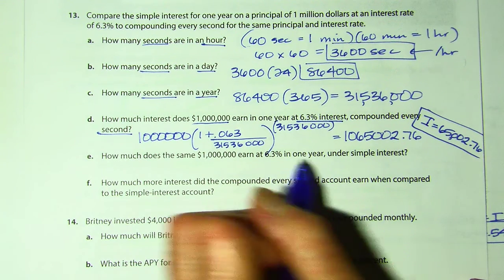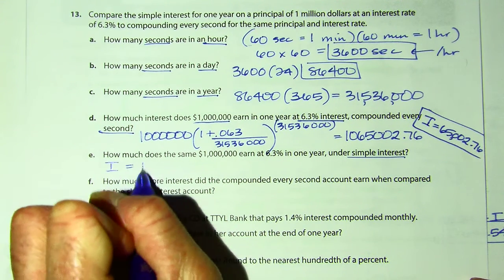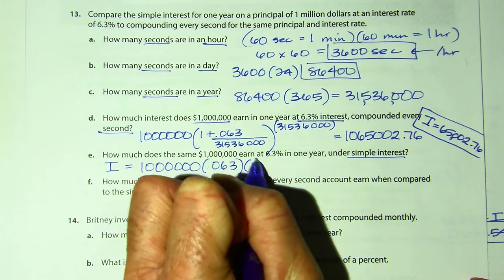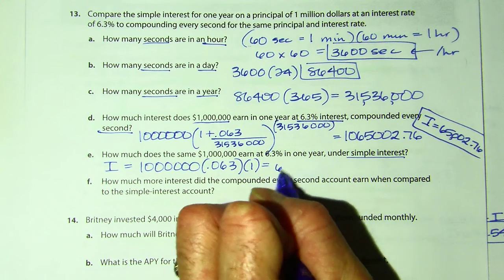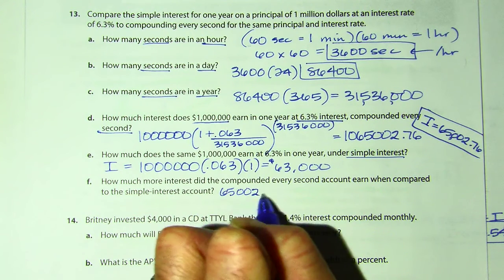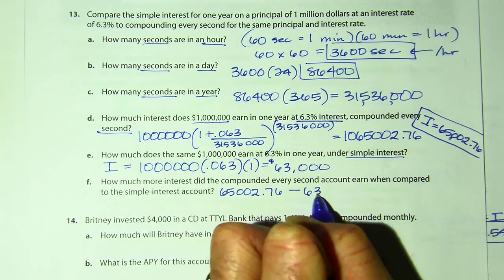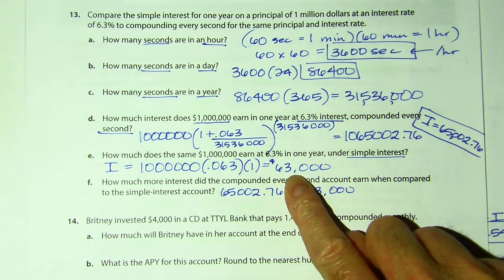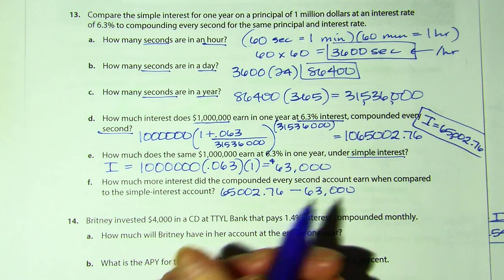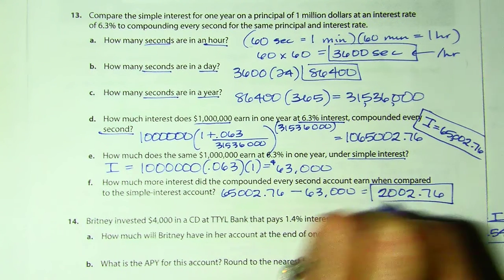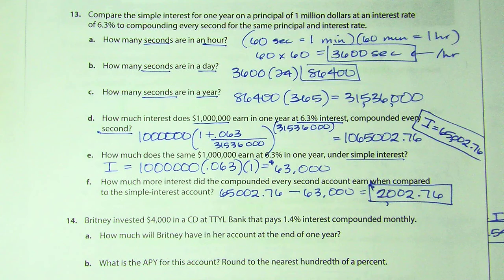So how much would I earn under simple interest? Simple interest is just principal times our rate times 1. So if I multiply that, I only get $63,000. So how much more? $65,002.76 minus the $63,000. This is if the bank compounds it every second, and this is if the bank only calculates it once. So the difference is you are making $2,002.76 more. So the more often they compound it, the more money you'll make. And that concludes that lesson.